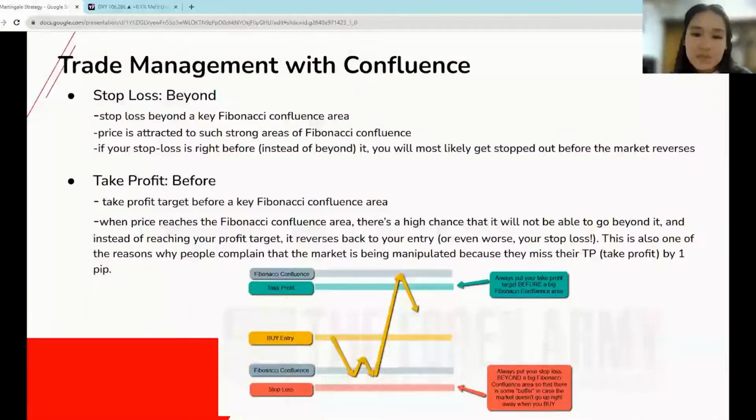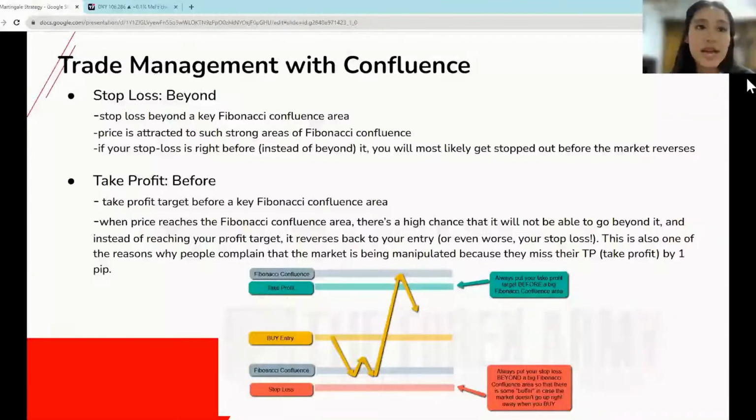So for stop loss, we typically recommend you place it beyond a key confluence area because price is attracted to these areas. And if your stop loss is right before instead of beyond it, you will most likely get stopped out before the market reverses. This is one of the reasons why most people wonder why they got stopped out right when the market starts to reverse.